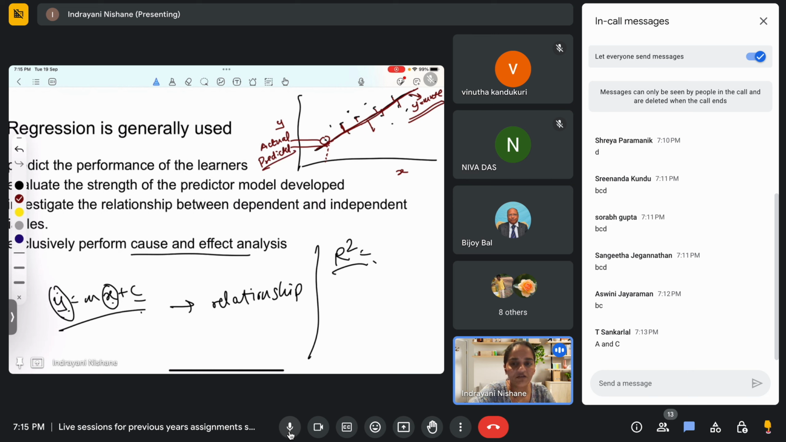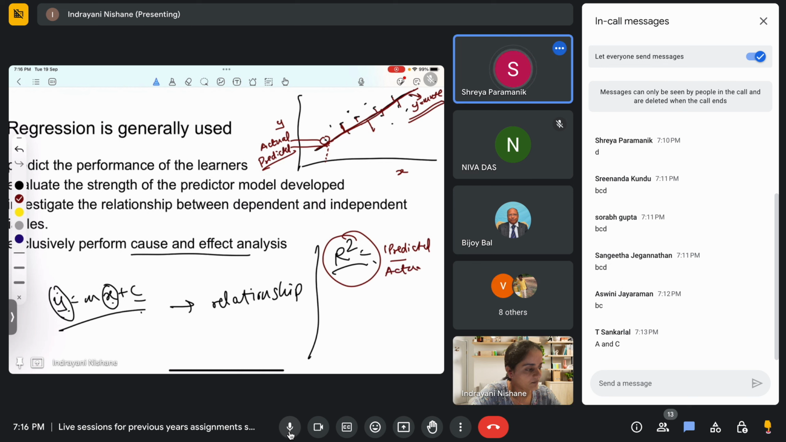So when we want to evaluate the strength of the predictor model, we will use this r square, as in the difference between predicted and actual value. What is the predicted minus the actual, squared?